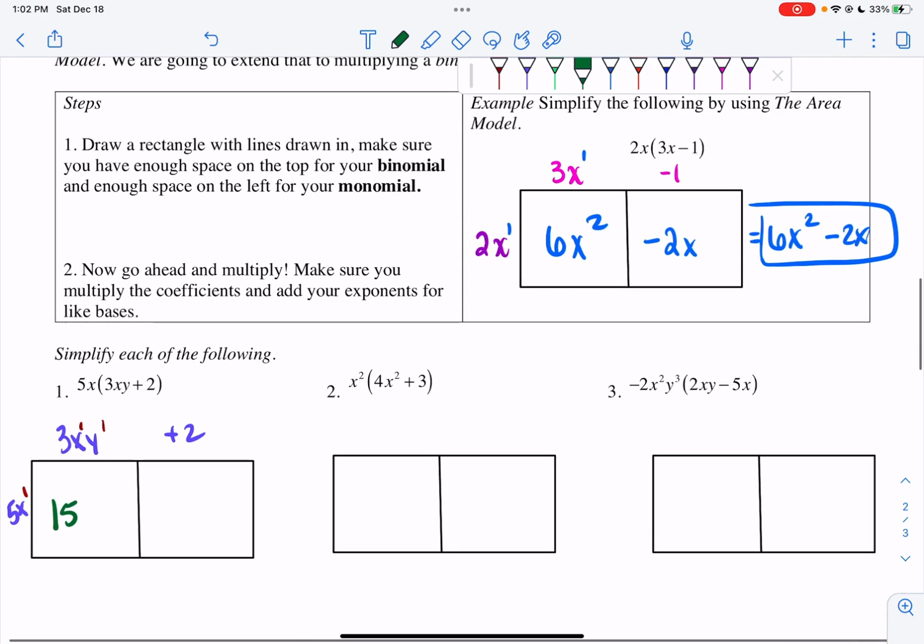Oh, don't forget what the steps were. Draw a rectangle with your lines drawn in. Make sure you have enough space on the top for your binomial and enough space on the left for your monomial. Now go ahead and multiply. Make sure you multiply the coefficients and add the exponents for your like bases.